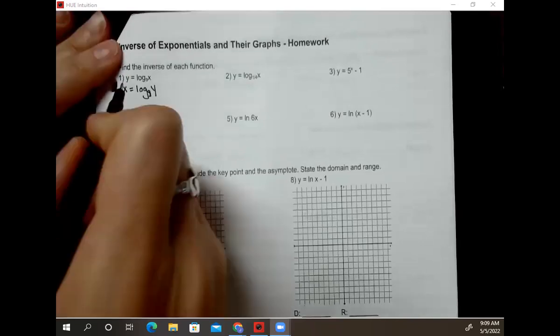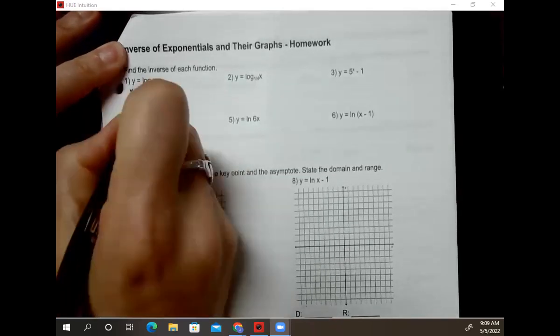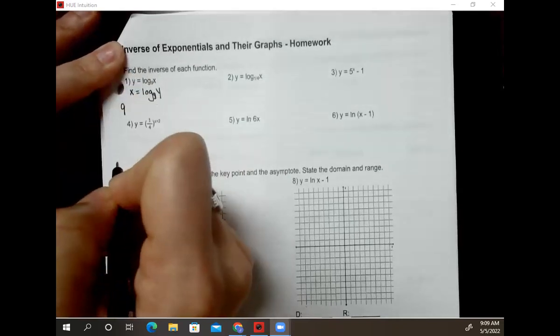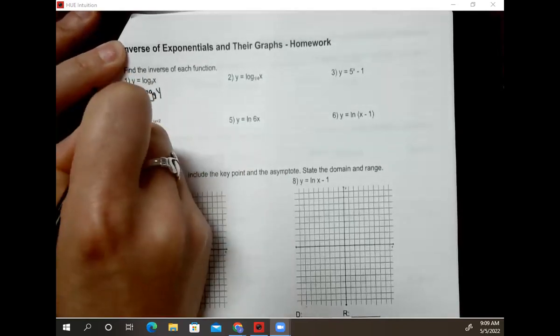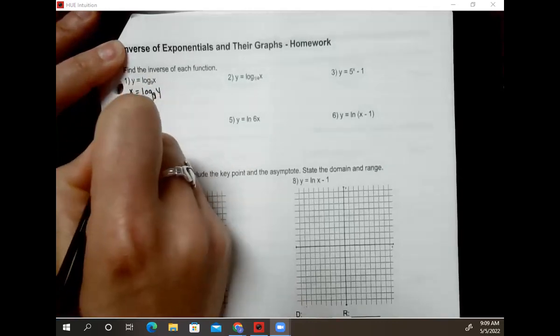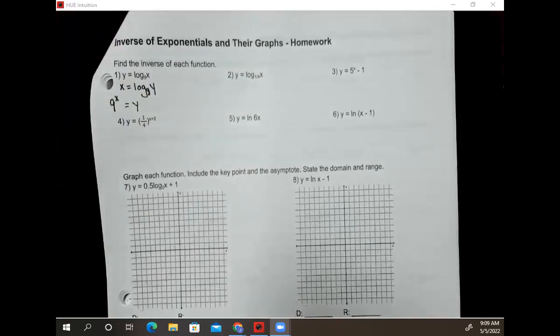For number one, we do have the log by itself, so we can go ahead and rewrite this in its exponential form. So the base for our log becomes the base for our exponent. The log is equal to the exponent. And then the argument is what that exponential function is equal to. So my inverse function here would be 9 to the x equals y. Since y is by itself at this point, we're done. That's the inverse function.